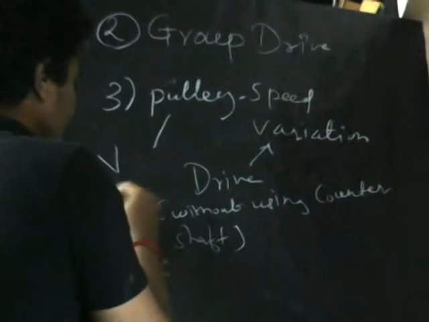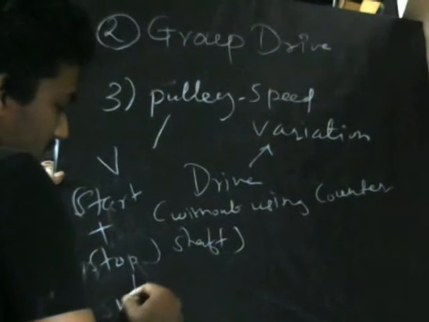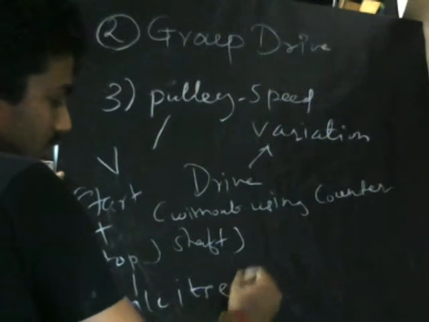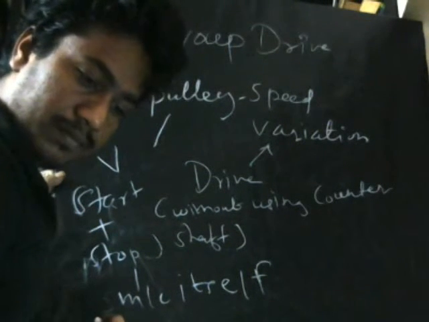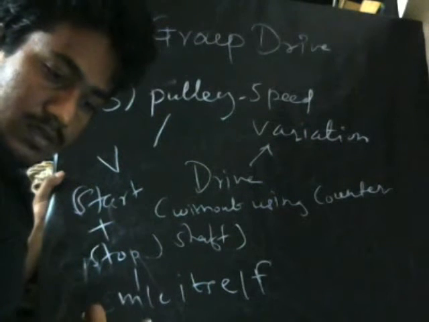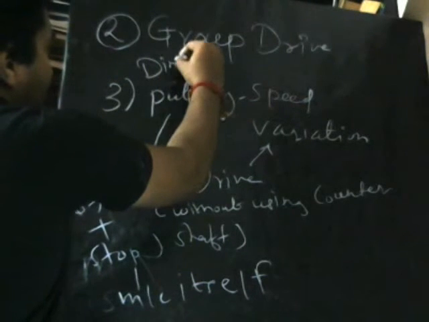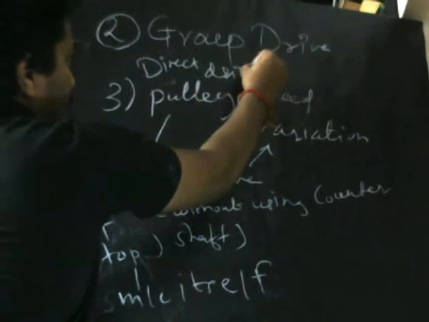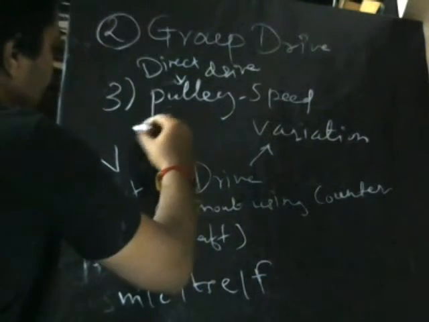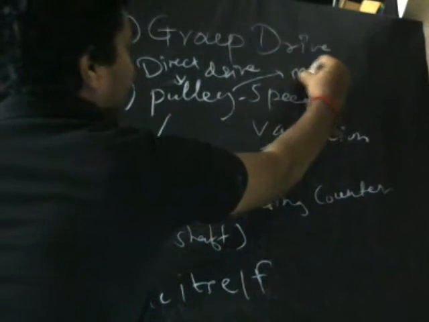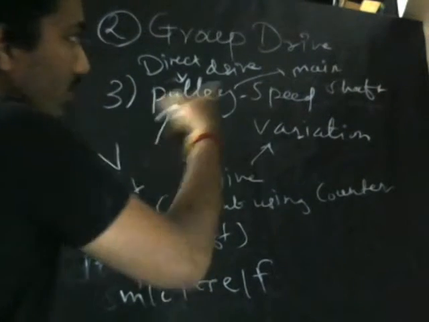Now next one is starting. Start and stop. This operation can be done by machine itself. And you get the direct drive from pulley. Direct drive from pulley. To where? To main shaft. Can you read it? Direct drive from pulley to main shaft.